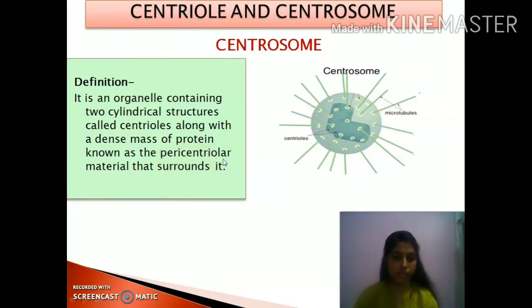A mass of protein termed as pericentriolar material. That is the material which actually surrounds the centriole. So the centrioles plus this covering together are termed as centrosome. It is an organelle containing two centrioles along with a dense mass of protein termed as pericentriolar material. Am I clear to all of you what is centrosome? Just try to remember, okay? Don't get confused between centrosome and centrioles. Centrioles are these two, and centrioles plus this covering of pericentriolar material gives rise to centrosome. Clear?